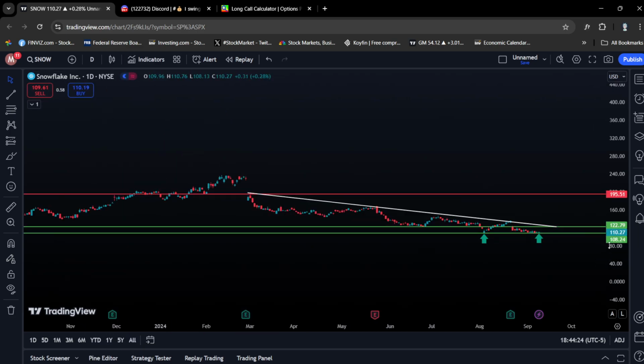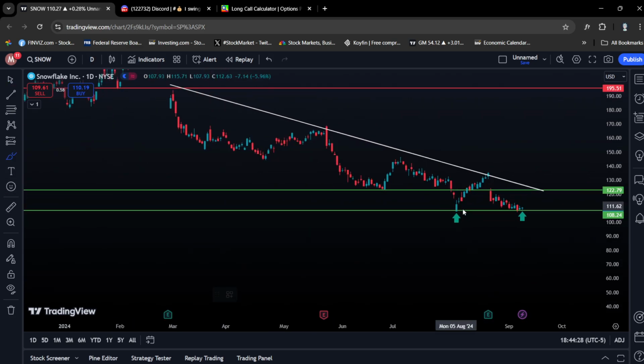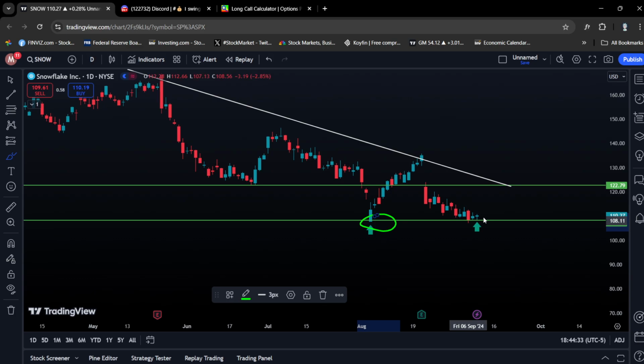If we take a look at the daily time frame, it looks even better. We have a solid double bottom going on. We can see that we are respecting this level of support.